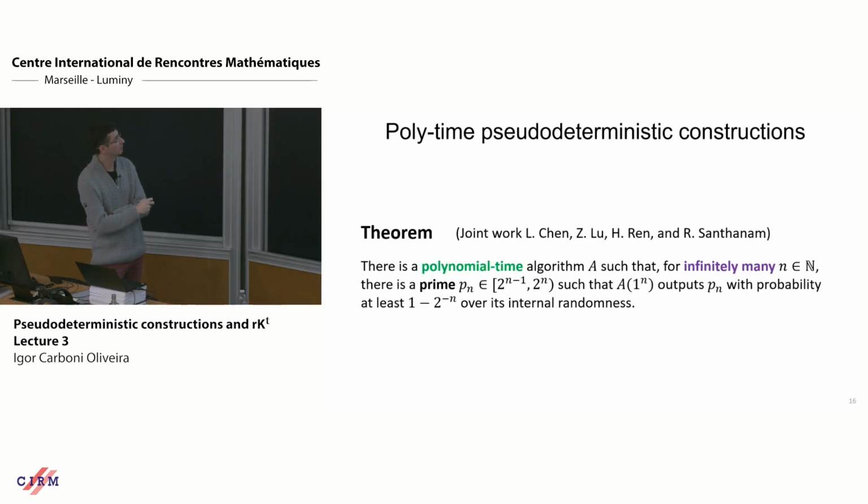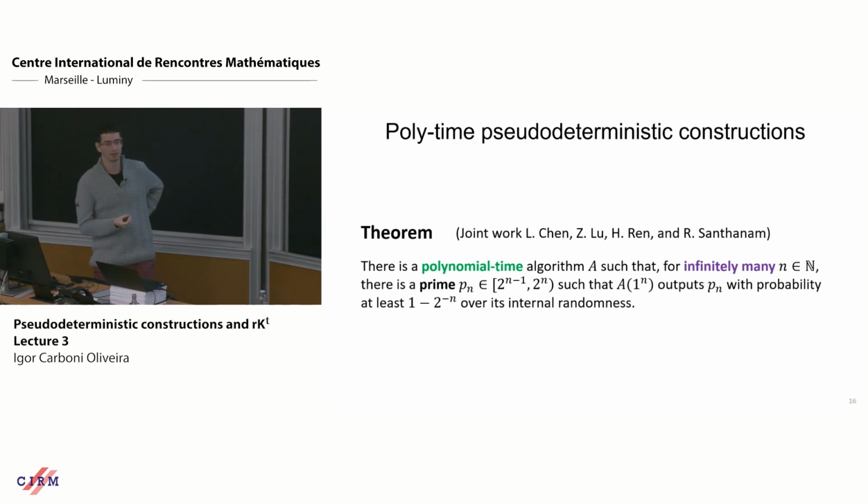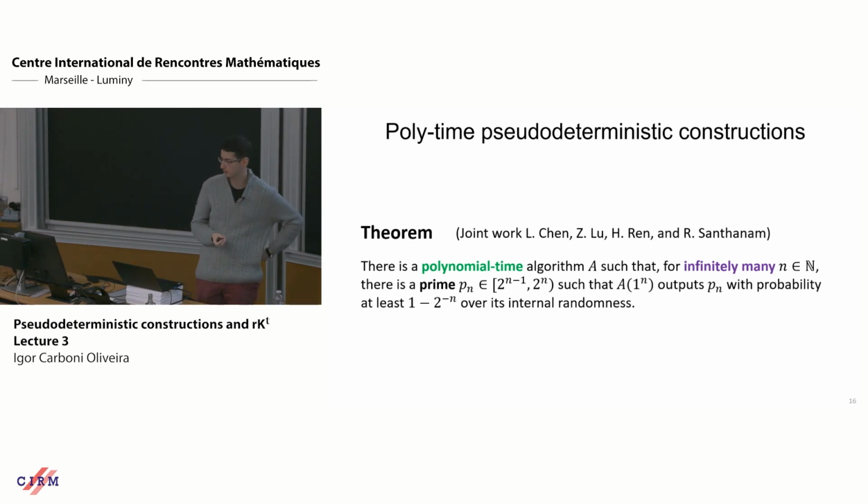Okay, so that's the improvement from last year. Joint work with Li Jichen, Zheng Jianlu, Hanlin Ren, and Rahul Santhanam. So now we have a polynomial time procedure that generates a canonical prime with high probability, and it succeeds on infinitely many input lengths. Was the previous one also infinitely many? Yes. So it's the same result, except that the running time goes from subexponential to polynomial. But it's not a strict improvement, because if you look at the gap between the good input lengths, it's not an improvement.